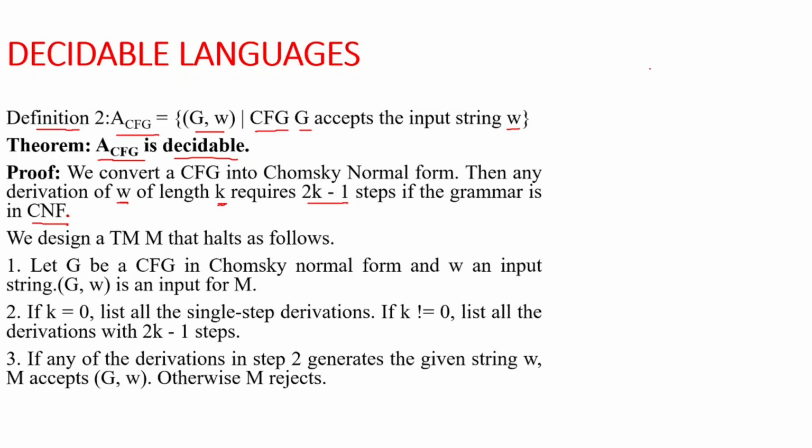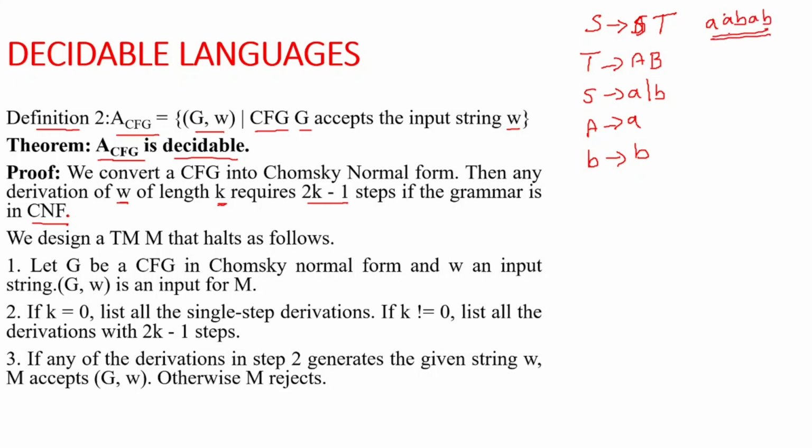To get a better understanding, let us consider an example. This is a grammar which will be in Chomsky normal form. S gives ST, T gives AB, S gives A or B, A gives a, and B gives b. This is a grammar in Chomsky normal form, right? Now I want to derive a string, let me take aabab. There can be multiple derivations for this string using this grammar. I can have a leftmost derivation, I can have a rightmost derivation, and in each I can derive in multiple ways.